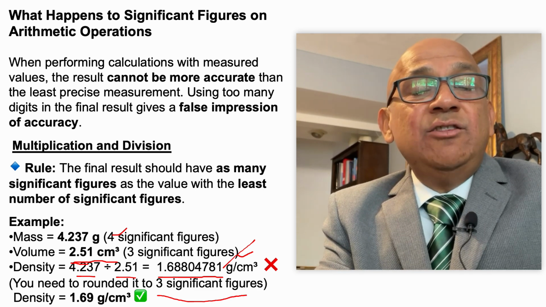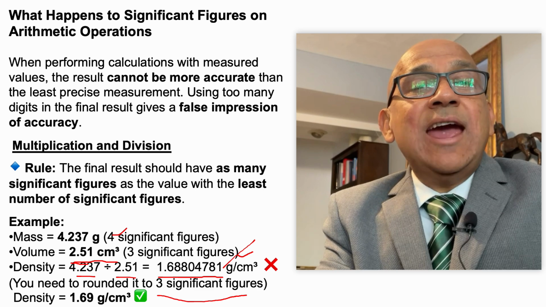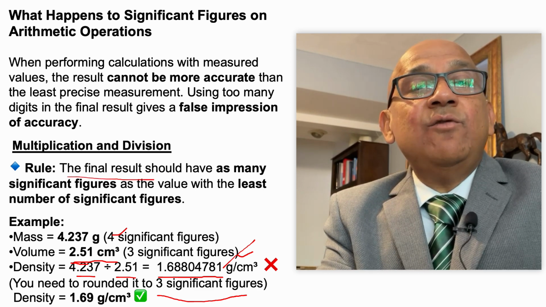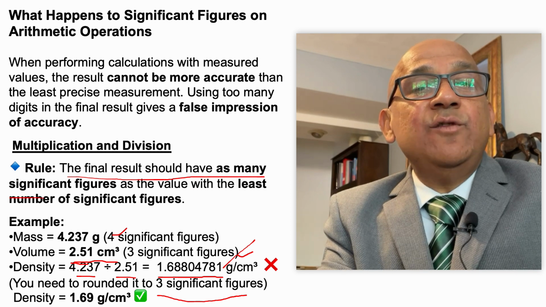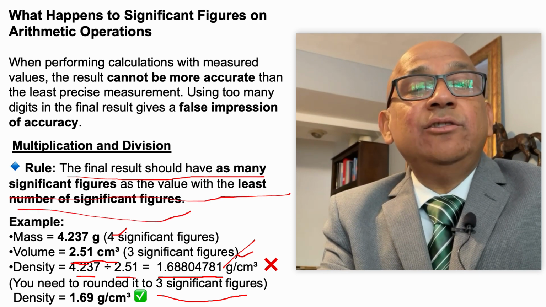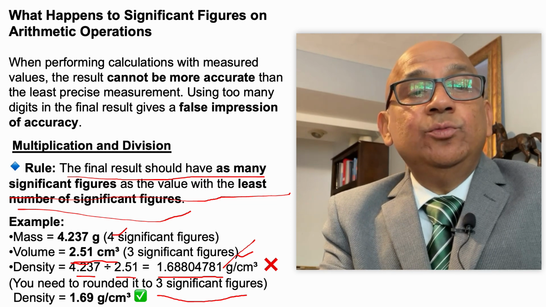So, you need to round this number to just 3 significant figures, because the volume had 3 significant figures. The rule is the final result should have as many significant figures as the value with the least number of significant figures. Volume has the least significant figures, 3, so density will also have 3. So, you should write your answer as 1.69 gram per centimeter cube.